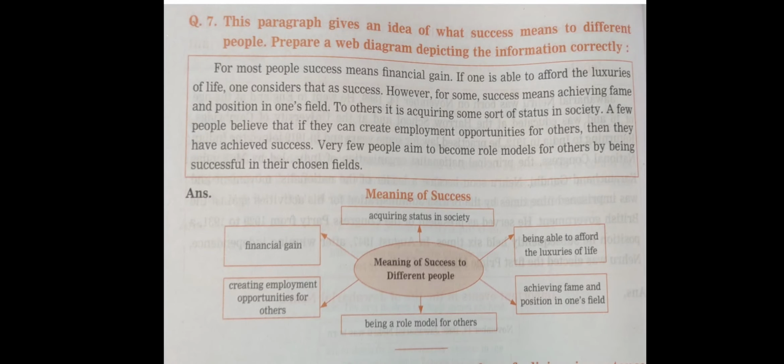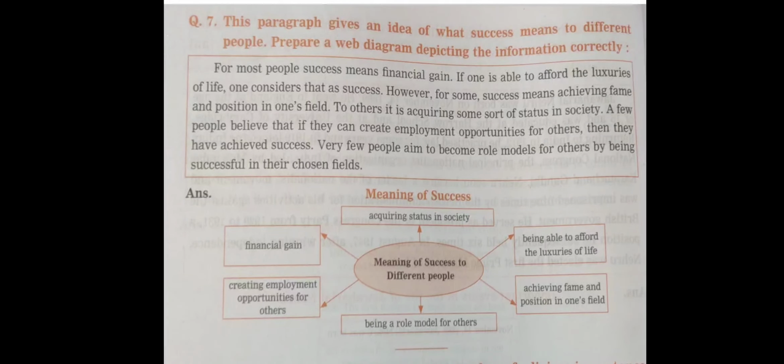For most people, success means financial gain. If one is able to afford the luxuries of life, one considers that as a success. However, for some, success means achieving fame and position in one's field. To others, it is acquiring some sort of status in society. A few people believe that if they can create employment opportunities for others, then they have achieved success. Very few people aim to become role models for others by being successful in their chosen field.